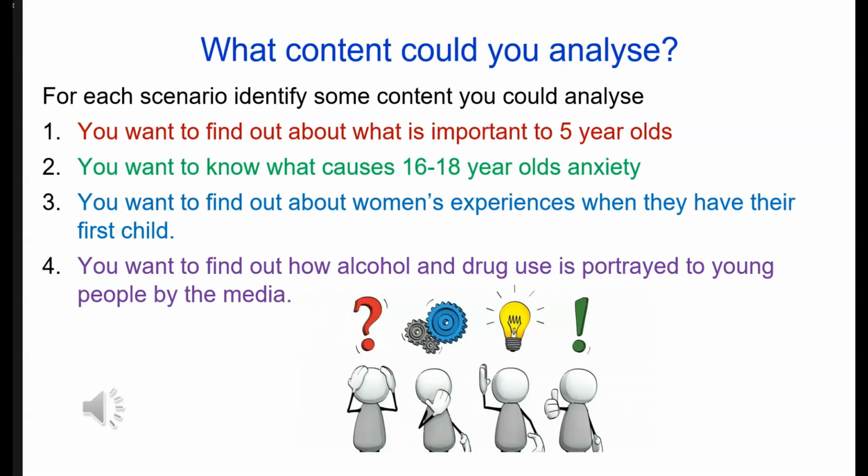So for instance, the first one says you want to find out about what is important to 5-year-olds. Well, you could do this by getting them to draw pictures, assuming that what they are drawing is important to them, looking at whether they drew family or items, or you could interview them and ask them what's important to them, and then analyse their answers once the interview has finished. So take some time and think about what content you could analyse for each of these scenarios.